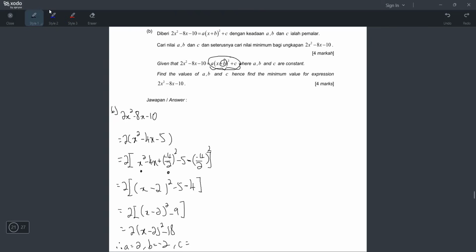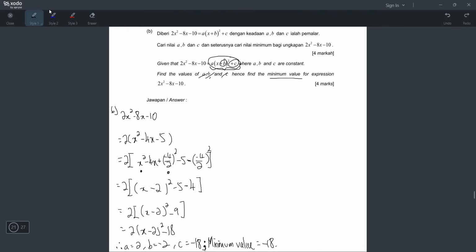And then what about c? Is it 18 or -18? The positive c here is whatever is at the back here, so -18. And don't forget, they also ask you to find a, b, c. Okay, done. Hence find the minimum value. So let's put a comma here. The minimum value. Who knows what's the minimum value? -18 is the minimum value, right?